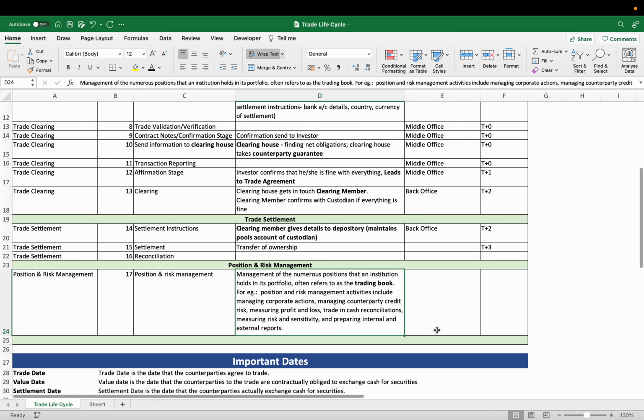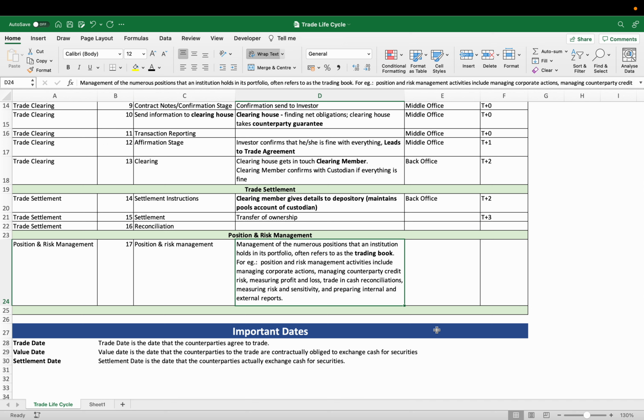Now some bonus learning. There are three important dates when you talk about trade life cycle: trade date, value date, and settlement date. Trade date is when counterparties actually agree to do the trade. Then settlement date is again straightforward. It is when the actual exchange of cash happens for these securities. Then what is the value date? Keep in mind, value date is when these counterparties are contractually obliged to exchange cash for these securities. So when the contractual obligation happens is your value date. That's all about trade life cycle.